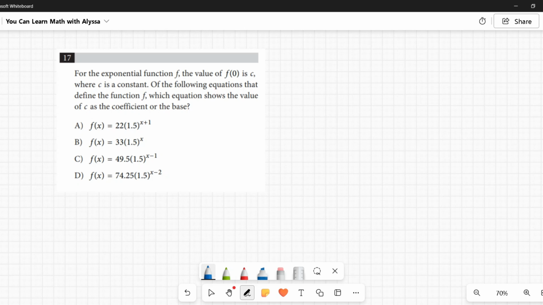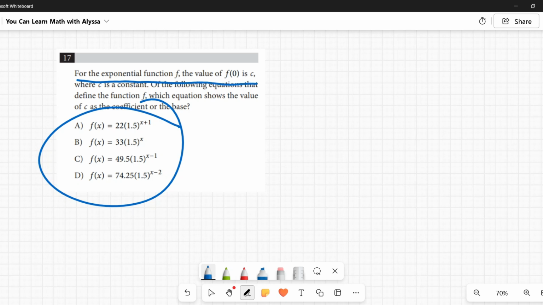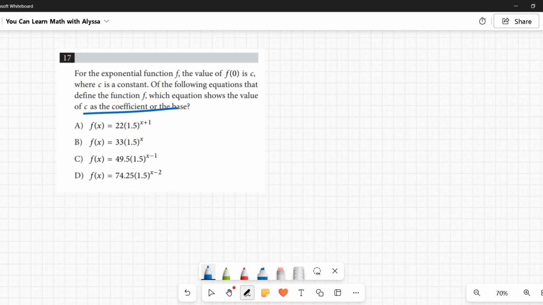Okay, all of these functions have the same value. They all do. That's what this part means. When it says, for this function f, the value of f of 0 is c, where c is a constant. Of the following equations that define the function f, all of them define the function f. All of these are the same. And you can see this by plugging in 0 for x.